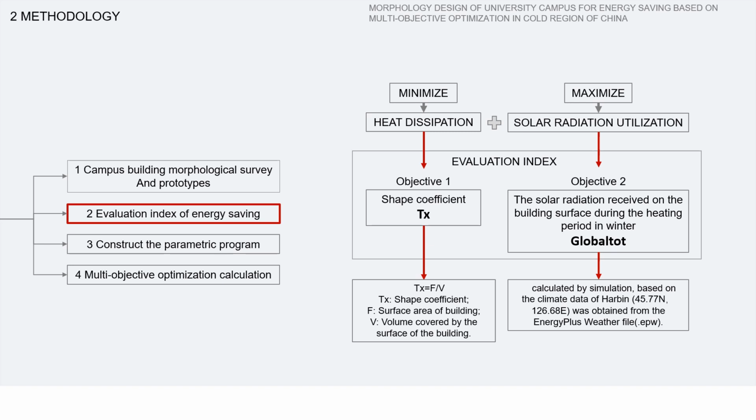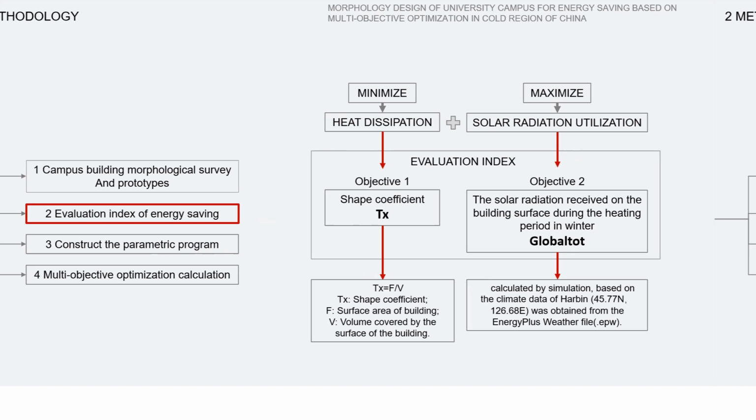Secondly, in order to reduce the heat dissipation of building volume in winter, the shape coefficient was selected as the first objective in this study, which can be calculated by the surface area and the volume of building. At the same time, the solar radiation received on the building surface during the heating period in winter was taken as a second objective, which can be obtained by simulation.